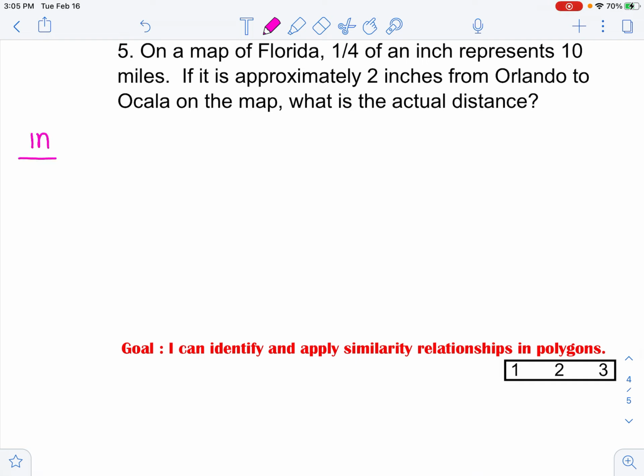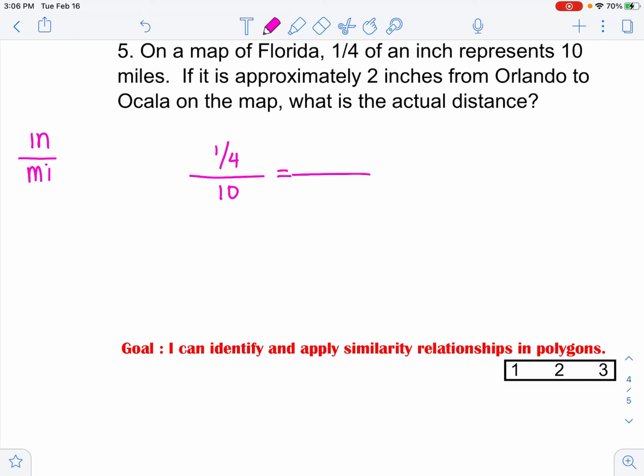All right. On a map to Florida, a quarter of an inch represents 10 miles. So I'm comparing inches to miles. I didn't finish reading yet, but I know that that's what I'm doing. A quarter inch, instead of writing a quarter like this, I know 1/4 is equivalent to 0.25. So you can either do a quarter or 0.25. It does not matter to me. I'm going to stick with a quarter because I'm not going to use a calculator. If you want to use a calculator, you can put 0.25.